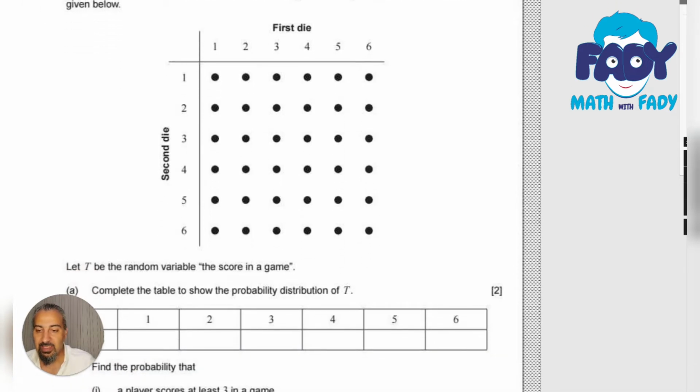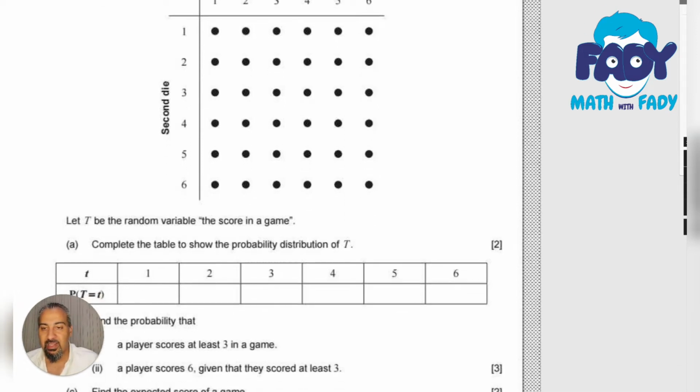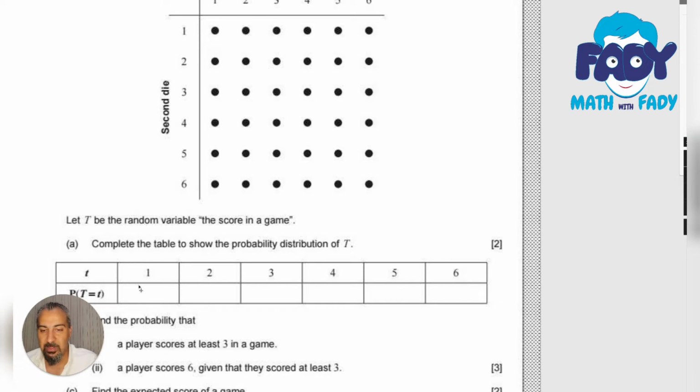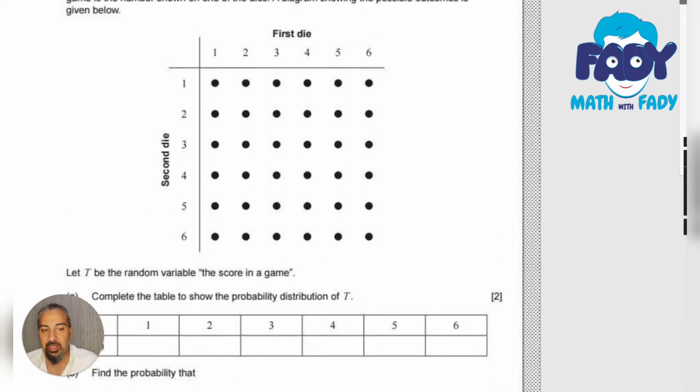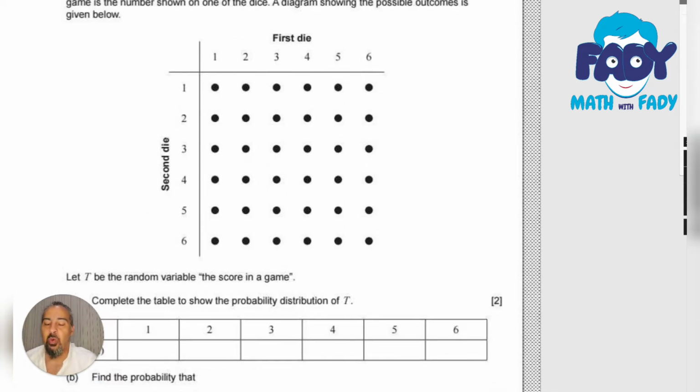Then let t be the random variable, the score in the game. Complete the table to show the probability distribution of t. So here, if t is 1, this is the score in the game. What is the probability? We need to check in this diagram where we would receive a score of 1.